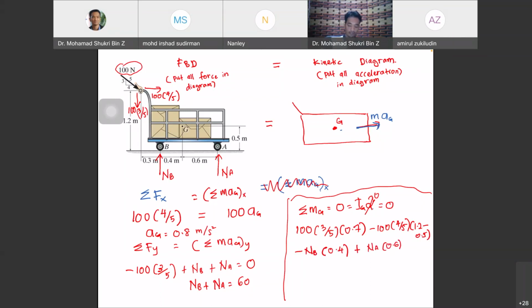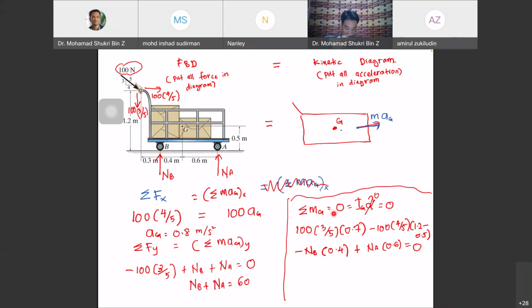Okay. Is equals, sebab rumus asal adalah summation of moment G equals 0. Okay, so equals to 0. So boleh simplify kan ni. So you have 100 darab 3/5 darab 0.7 minus 100 darab 4/5 darab 0.7.